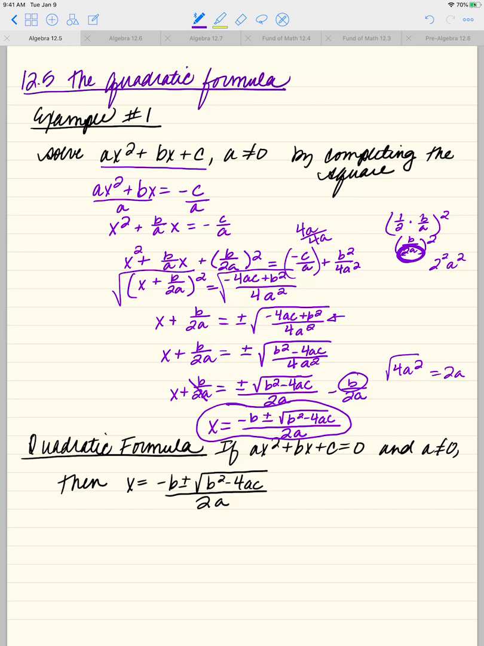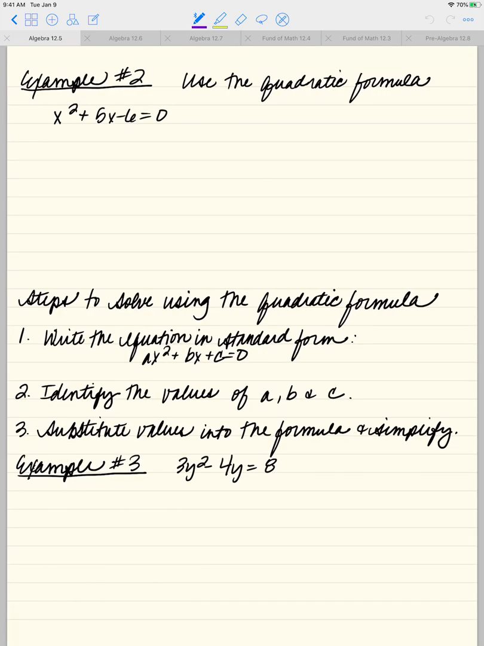On your test, I will give you this formula, but you will need to know how to use it, okay? So let's take a look at some examples. Example number 2 says use the quadratic formula to solve x squared plus 5x minus 6 is equal to 0. So let me just jot that formula down. x is equal to negative b plus or minus the square root of b squared minus 4ac over 2a.